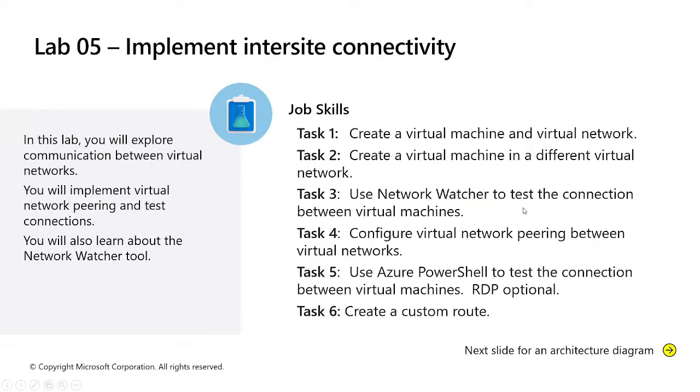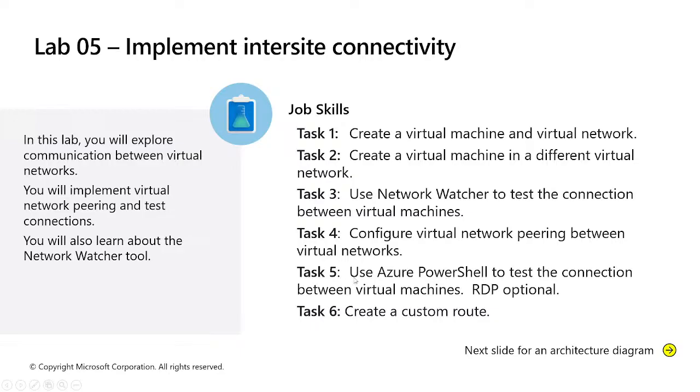So this was what I was saying. Because those machines are actually in different networks, you want to be sure that they are able to connect to each other after you've paired the networks. So they configure the network peering and test the connection between those two machines. Those two machines exist in different virtual networks.